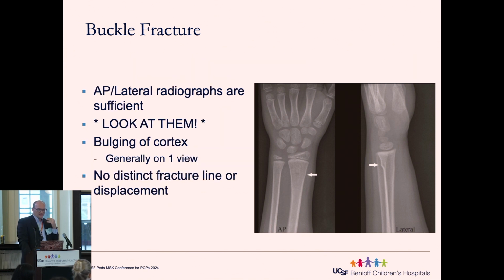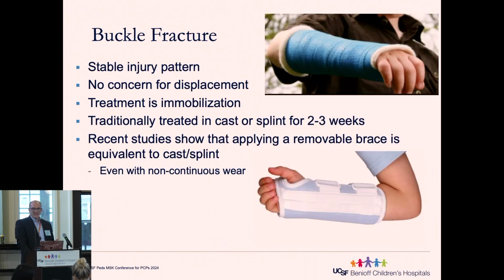And with these, again, the AP and the lateral radiographs are all you need. You don't have to get any other special views. You'll see bulging of the cortex on one side, intact on the other side, right? This is a stable injury, get some form of immobilization. These don't displace if they are buccal fractures. And usually it's a splint or cast for about 2 to 3 weeks.